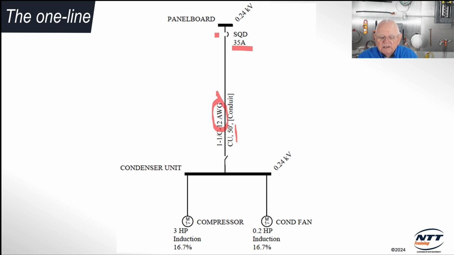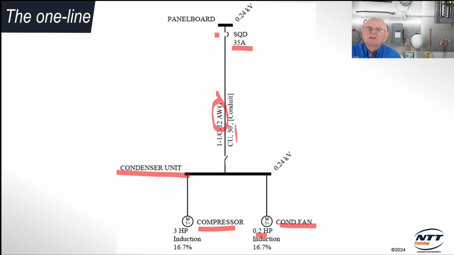So I'm taking some number 12 AWG we said we're going to run. And this is my condenser unit down below. This is what's sitting outside on that pad. And I've got two motors in there. I've got my compressor and I've got my condenser fan. It told me that the condenser fan was a 0.2 horsepower motor, 1/5 horsepower, so 0.2. And on the compressor, it never gave me the horsepower. It just gave me the RLA, the running load amps.